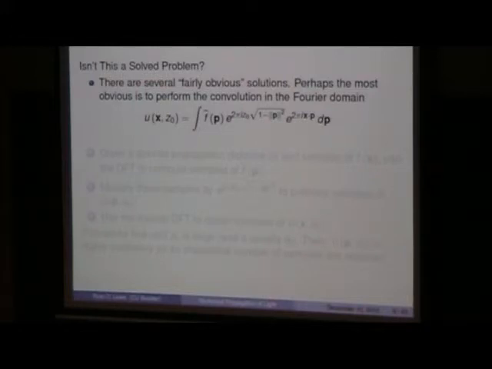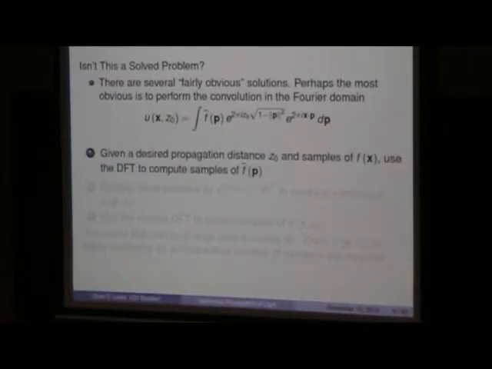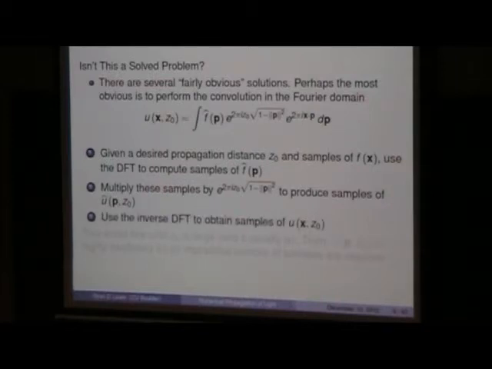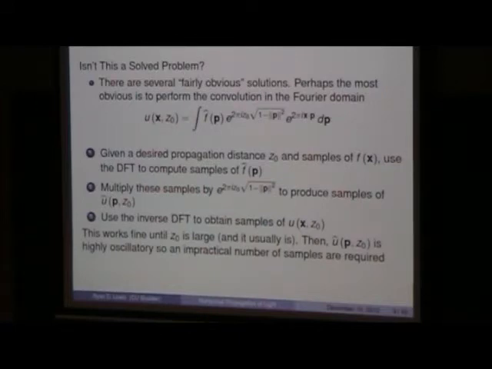use the convolution theorem in the Fourier domain. So this says for step 1, if you're given a propagation distance and samples of your boundary data, you should use the DFT to get samples of f hat, multiply those samples by the propagation kernel to get samples of u hat, and then use the inverse DFT to get samples of u. And that works just fine until z naught is large. And because optical wavelengths are so short, z naught is almost always large. And when that happens, the Fourier transform of our field, u hat, becomes highly oscillatory. And you need an impractical number of samples to get high accuracy.